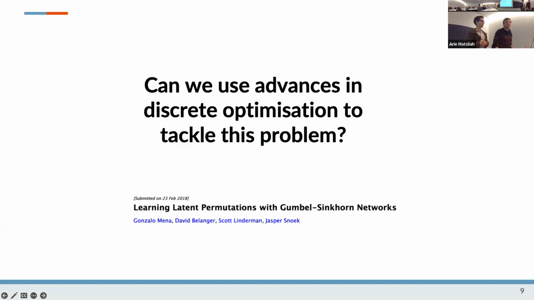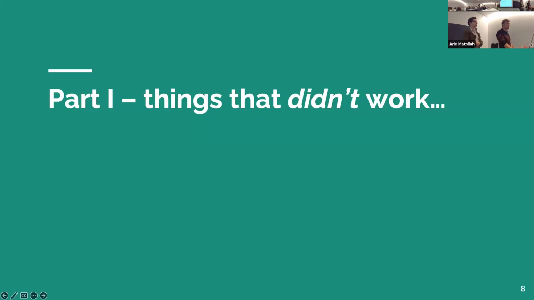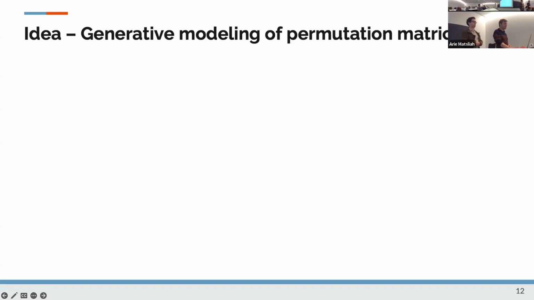Right, so I'm going to do the stuff that was complex, but which didn't work. Basically, there's been a lot of work in discrete optimization in the past few years, and we were trying to figure out, can we use these advances in discrete optimization to tackle this problem? Specifically, we tried two different techniques, but I'm only going to talk about one in the interest of time, which is called learning latent permutations with Gumbel-Sinkhorn networks. So essentially, we're taking some sort of generative approach to the problem. Basically, the idea is that we can reorder the matrix using a permutation matrix. So can we just learn to generate a permutation matrix?